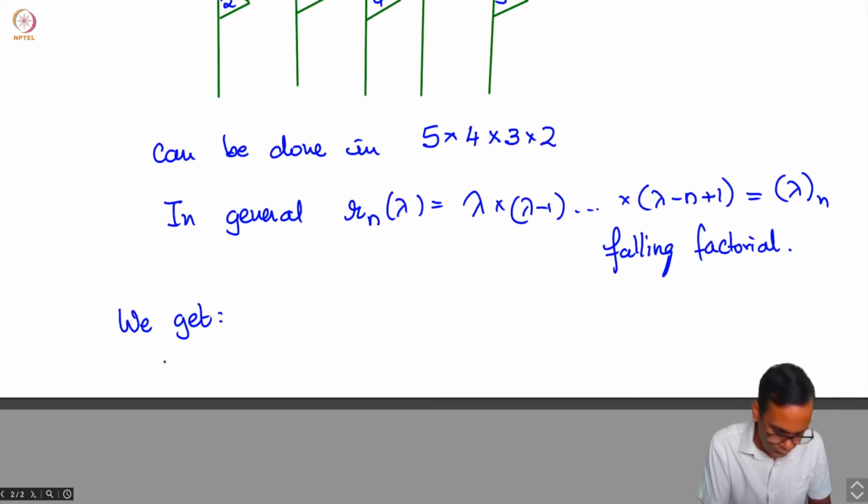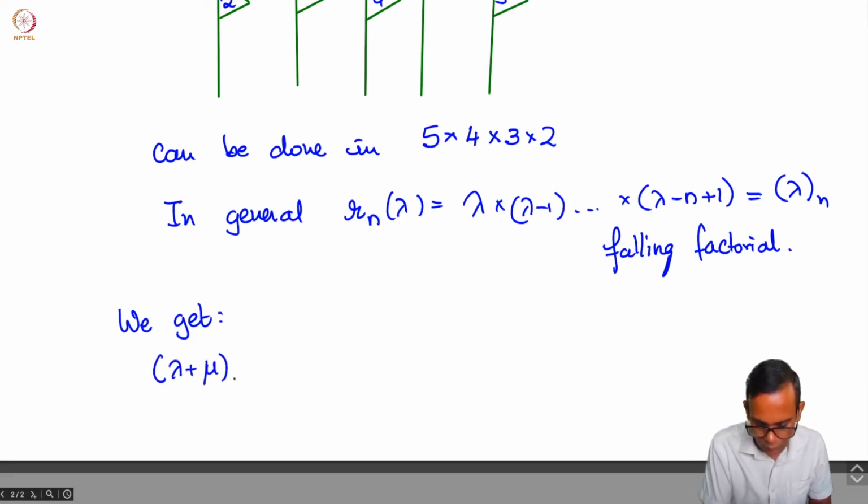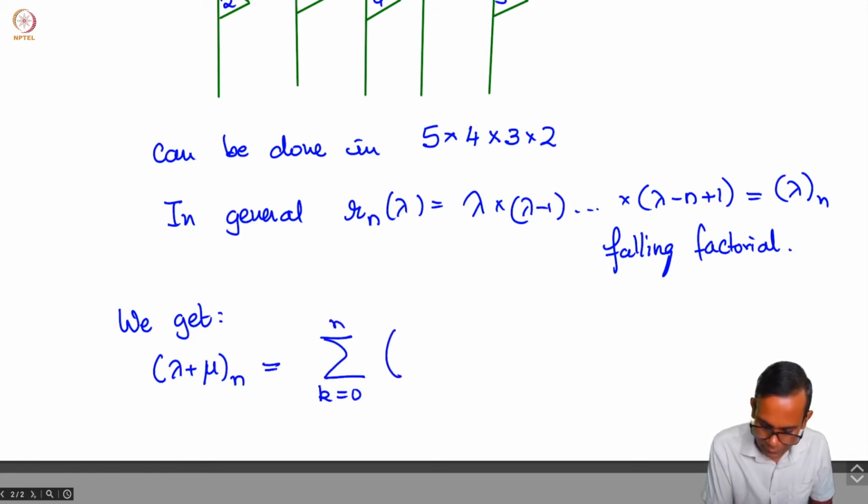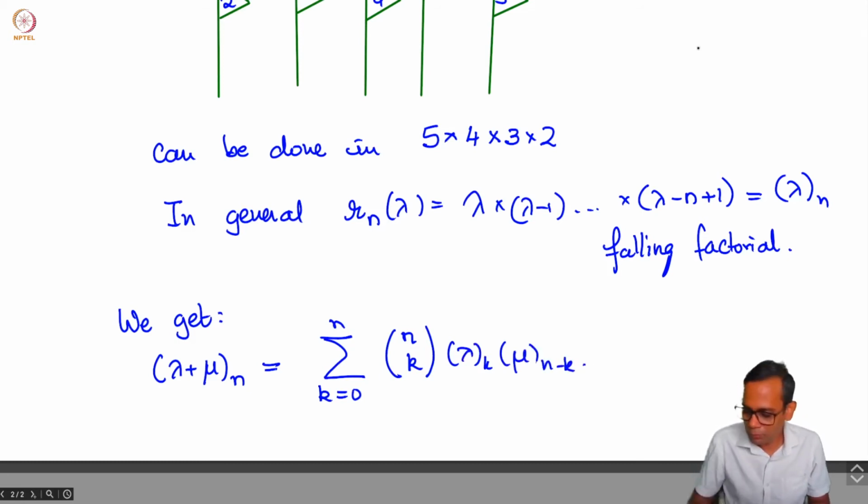the falling factorial is also a sequence of binomial type. So (lambda plus mu) falling n is the summation k goes from 0 to n of n choose k, lambda falling k, mu falling n minus k. Let's look at one more very interesting example, which is related to Stirling numbers of the second kind and the associated Touchard polynomials.